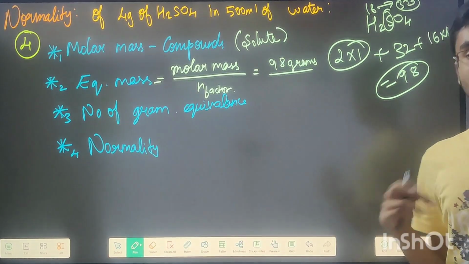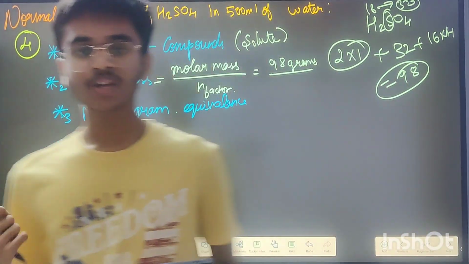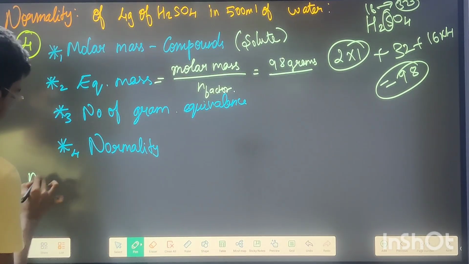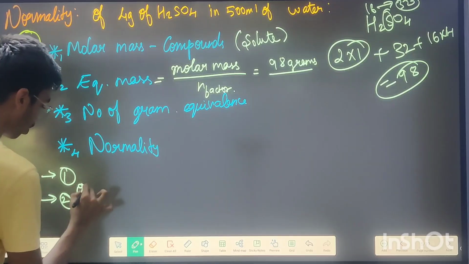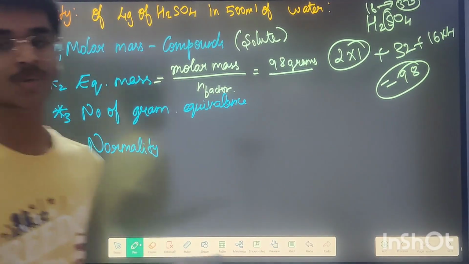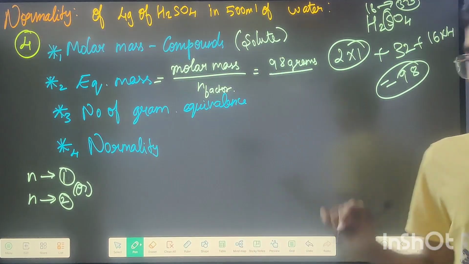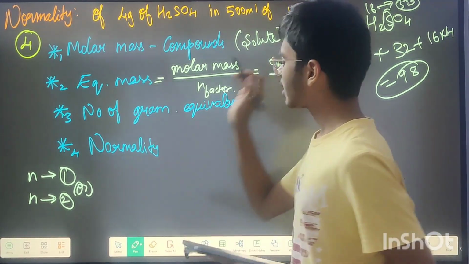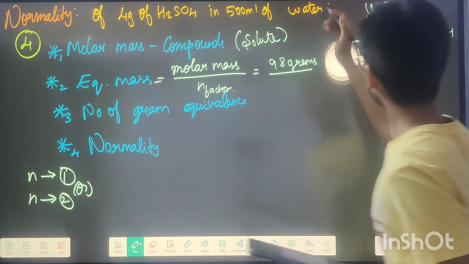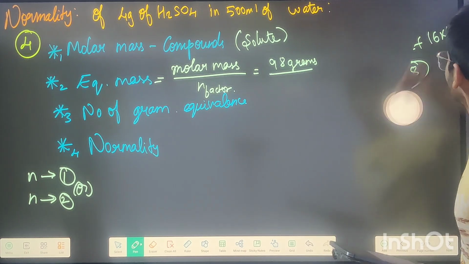See, for H2SO4, there are totally 2 different possibilities. Your n factor can be either 1, or your n factor can be 2. These are either-or possibilities. For H2SO4 it is one common example. I explained to you in the previous video itself. So let me assume it to be 1. I will explain what is 1 and what is 2.